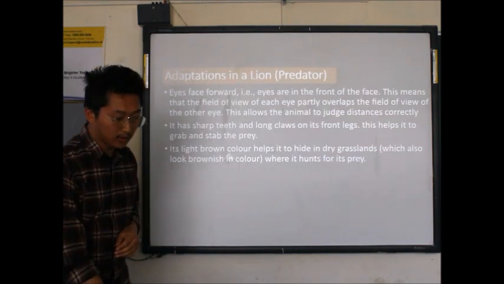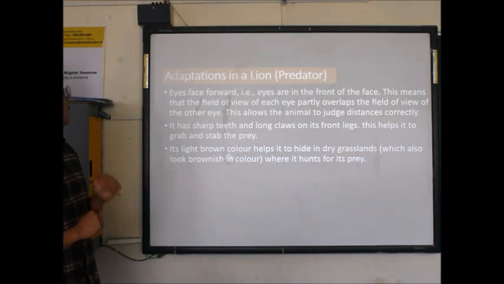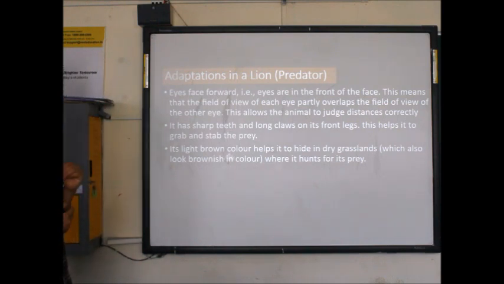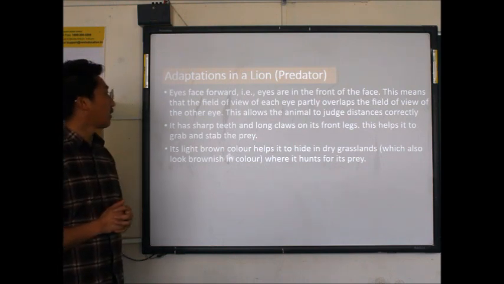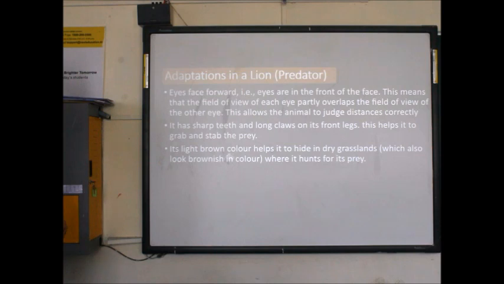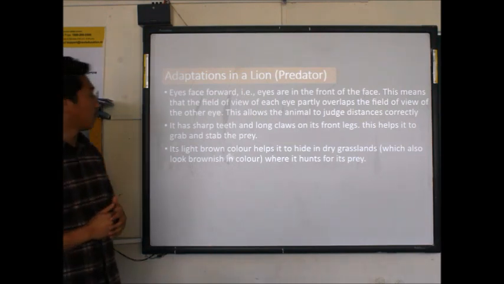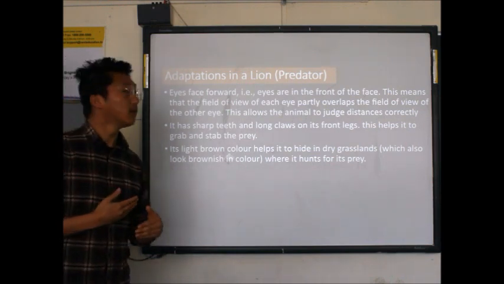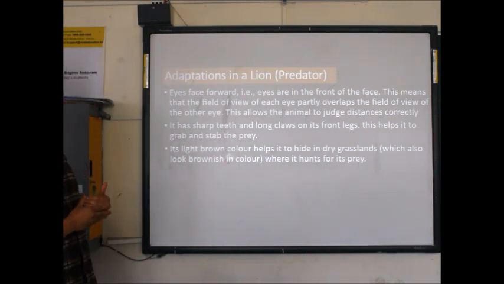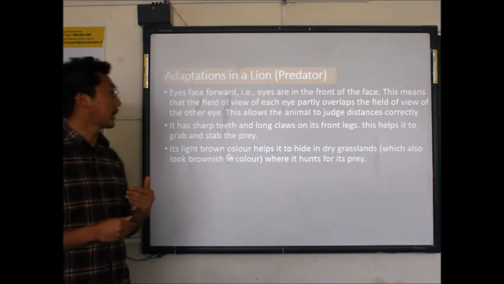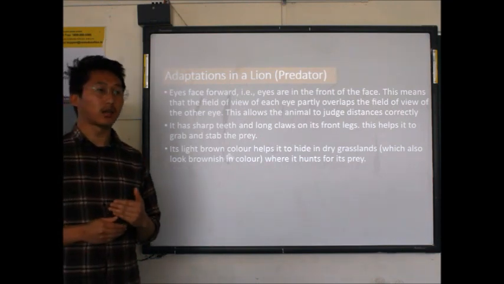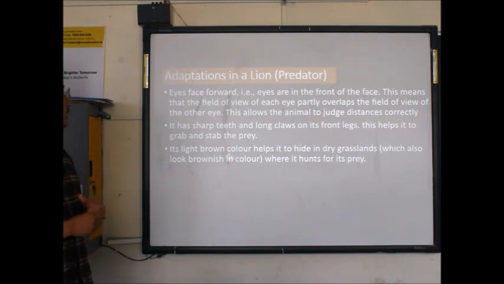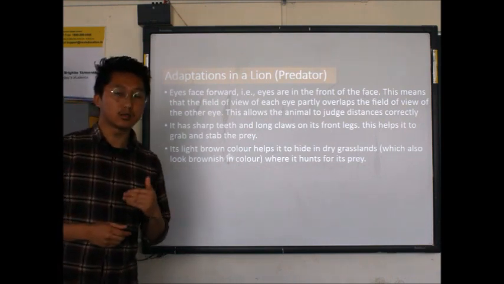Okay, we'll see the adaptation in lion, for example. We studied adaptation in an animal. Lion is a predator, I have already told. Eyes face forward. That is, eyes are in the front of the face. This means that the field of view of each eye partly overlaps the field of view of the other eye. That means the eye is present at the front portion of the head of the lion, so it can judge the distance correctly. Because of this placement of the eye, it is possible for the lion to judge the distance properly.